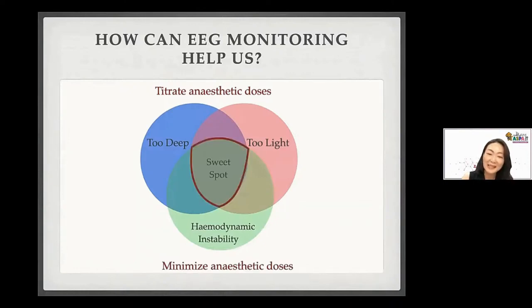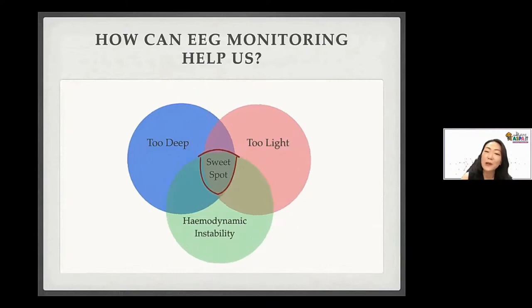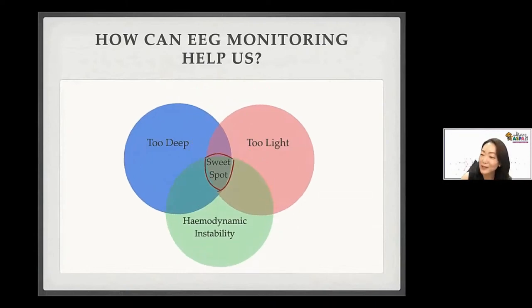What we want is where the sweet spot is. Okay, when the patient is neither too deep, nor too light, nor hemodynamically unstable. Well, the thing is though, the sweet spot can be different with different patients, right? Who have different risk factors. So knowing this, having EEG monitoring can help us recognize the different anesthetic requirements, so that we know at any given point in time where that sweet spot is.